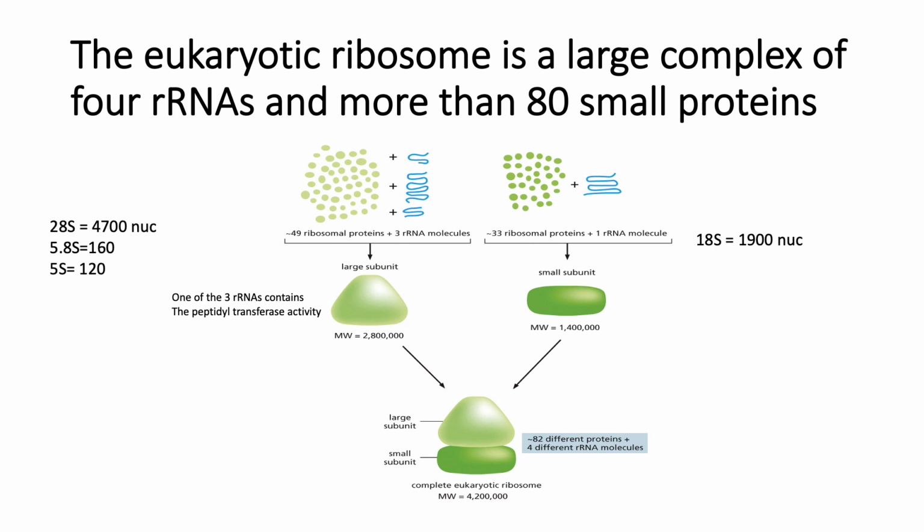These 2 subunits come together when they're synthesizing proteins, and so that's what's shown below: the complete eukaryotic ribosome, large subunit and small subunit, 4.2 million molecular weight. It's just really big, lots of proteins, lots of RNA molecules. Now there are binding sites for transfer RNAs and messenger RNAs in the small subunit of the ribosome. So let's look at that next.